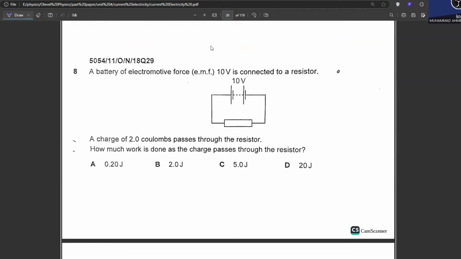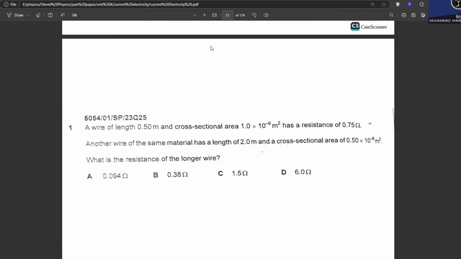Let's see this. A battery of electromotive force 10 volts is connected to a resistor. A charge of 2 coulombs passes through the resistor. Okay. You have your charge Q, you have your voltage V. How much work is done as the charge passes through the resistor? Work done. Or you can say voltage is equal to what? Work done over charge. If I want to calculate work done, what will I do? Voltage into charge. Your voltage is 10, your charge is 2. Work done comes out to be 20 joules. D is your answer. Let's further move ahead.